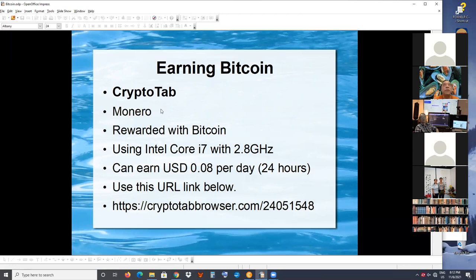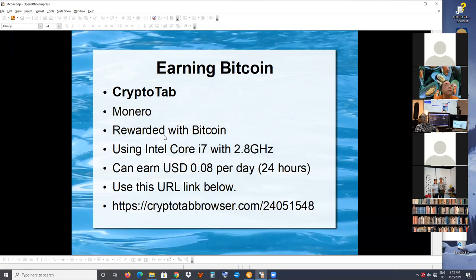And with this CryptoTab, you are not actually harvesting Bitcoin. You are actually helping Monero to do computation. Then Monero will reward you with Bitcoin. So in this way, you can earn Bitcoin.